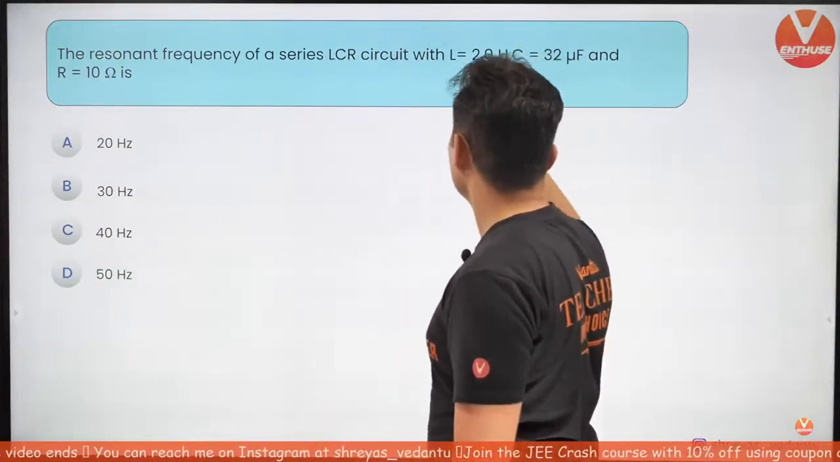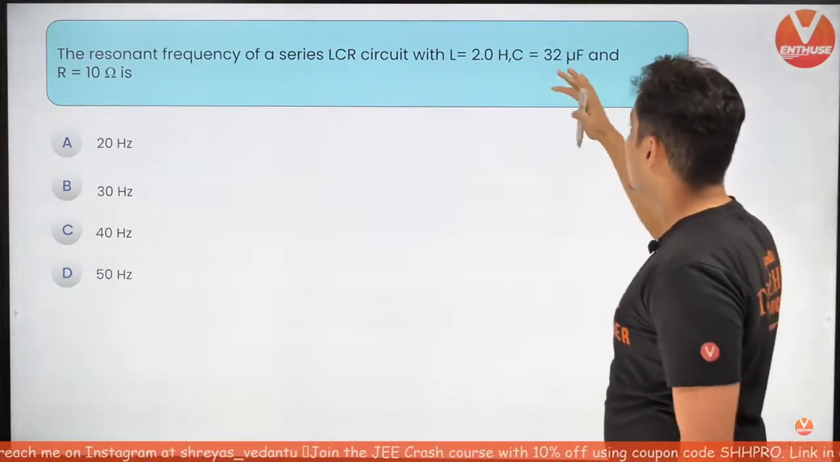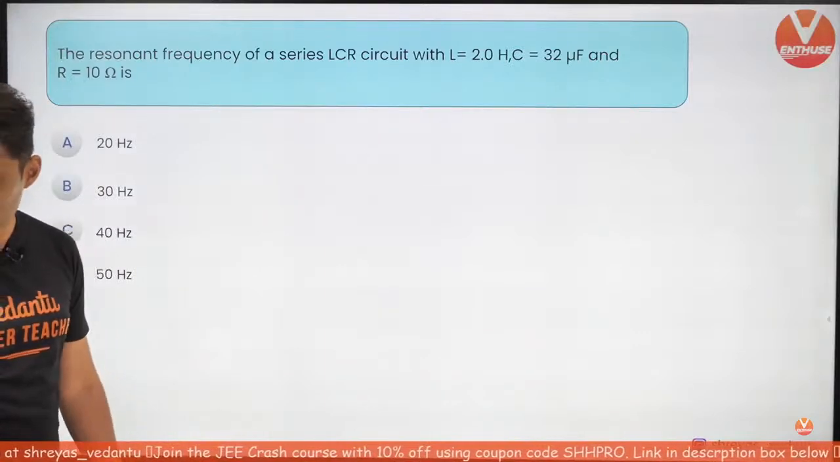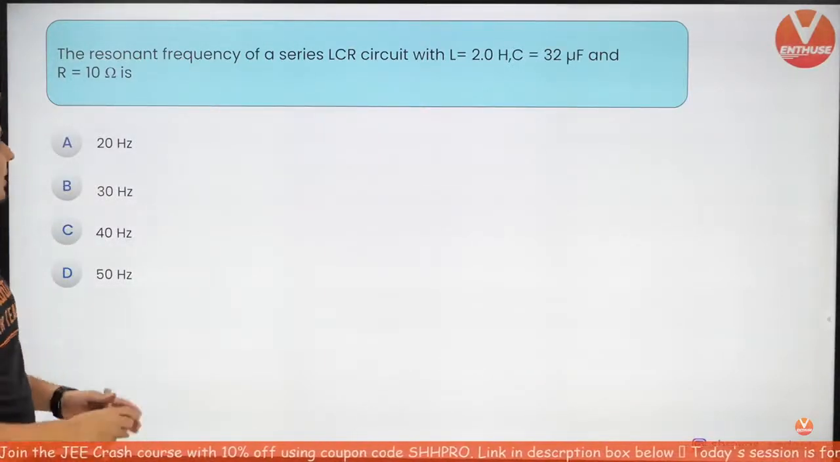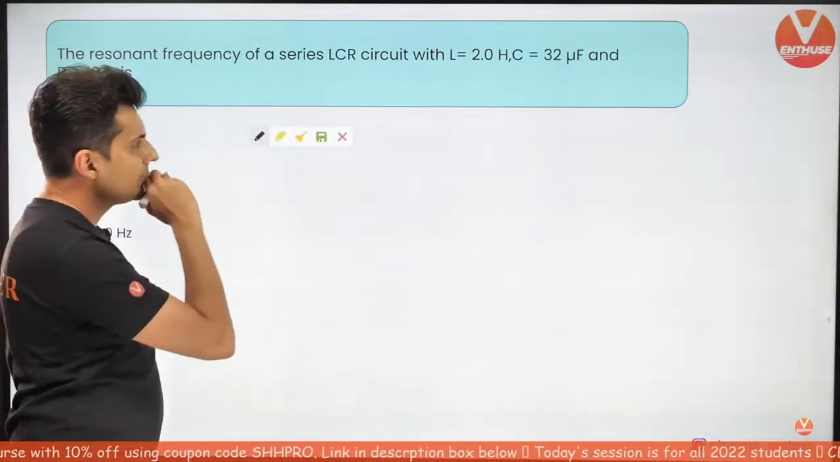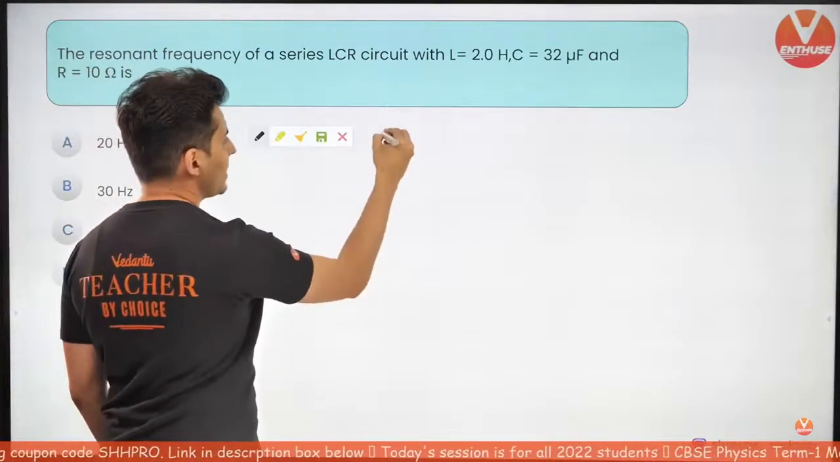Resonant frequency is asked, and the L value, C value and R value are given. Come on. Let's see how many of you can do this question really quick. Come on, my warriors, figure this out. What do you think is the resonant frequency of this circuit? First of all, what's the formula for resonant frequency? This is all in hertz, right?